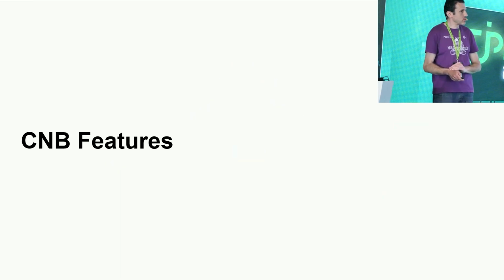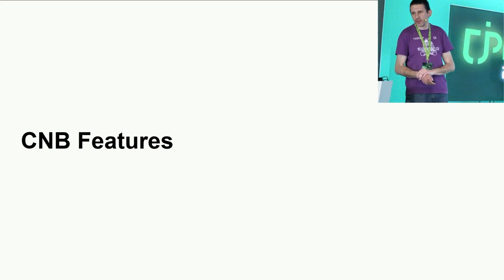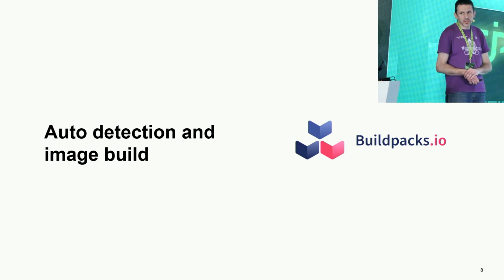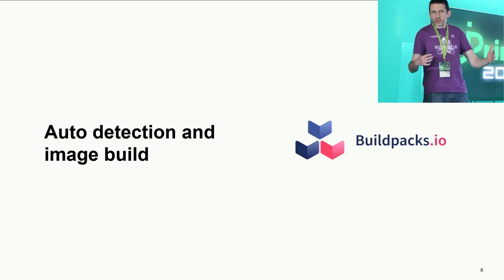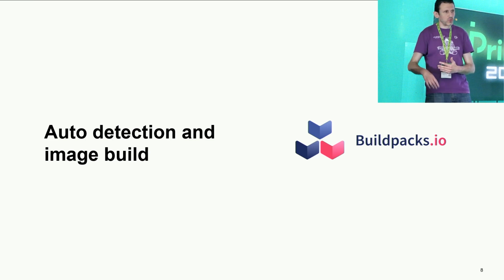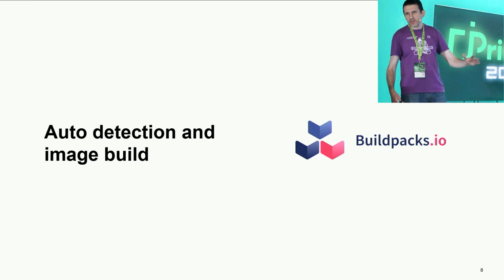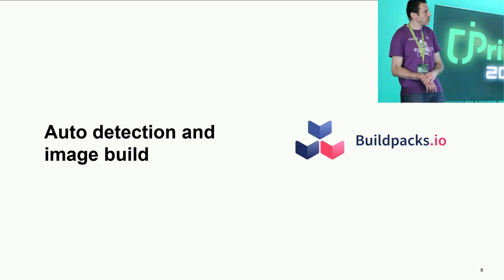So let's look into the features of Cloud Native Buildpacks and where they really help you as application developers. Maybe the most important one is the so-called auto detection and image build for your application. What does it mean? You don't really need to write clumsy Dockerfiles to create your image. The Buildpack or Buildpacks would automatically detect, based on your source code, what is needed for your application and put it into the final image that your application will be using for running.